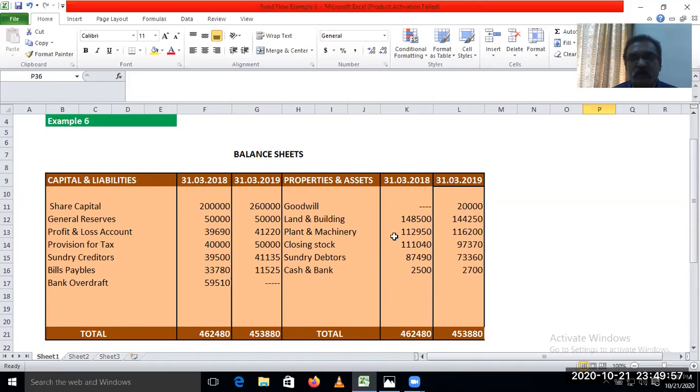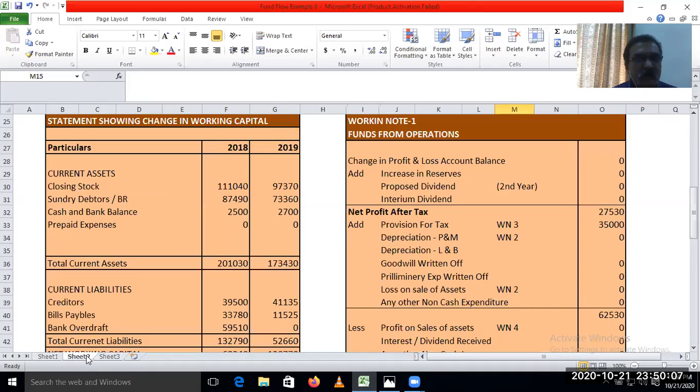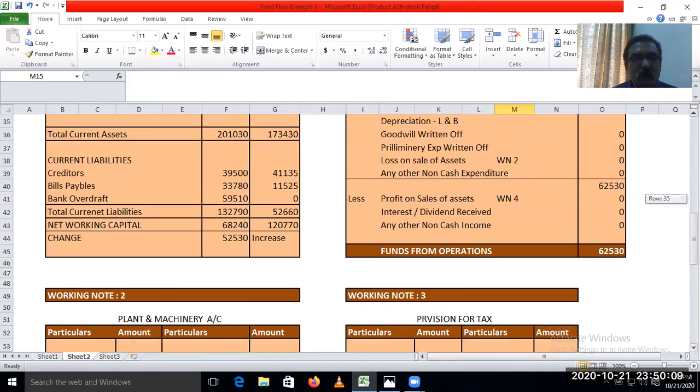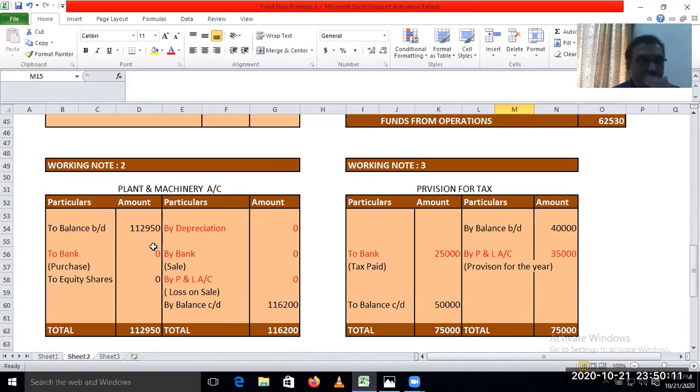You can check out plant and machinery account. Opening balance, means first year closing balance, 1,12,950. Closing balance 1,16,200. These balances I have already recorded in working note number 2. You can check out. This is our working note number 2. Opening balance plant and machinery 1,12,950 and closing balance 1,16,200.